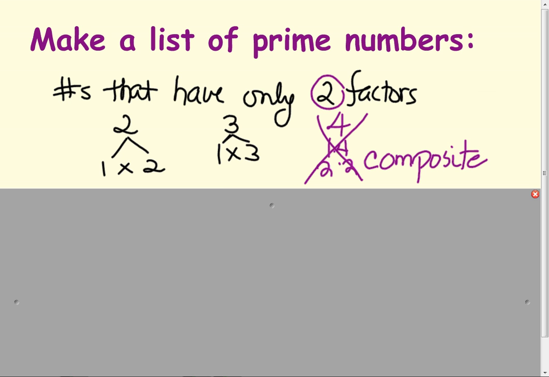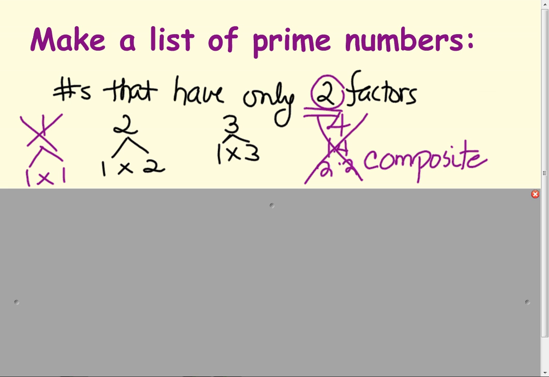Now, what about 1? Is 1 prime? What do you multiply by to get 1? 1 times what? 4. That's it. It has to have 2 factors. So guess what? 1 is not prime, and 1 is not composite. It's a very special number. It doesn't have the properties of a prime, so we're going to cross that one out too.